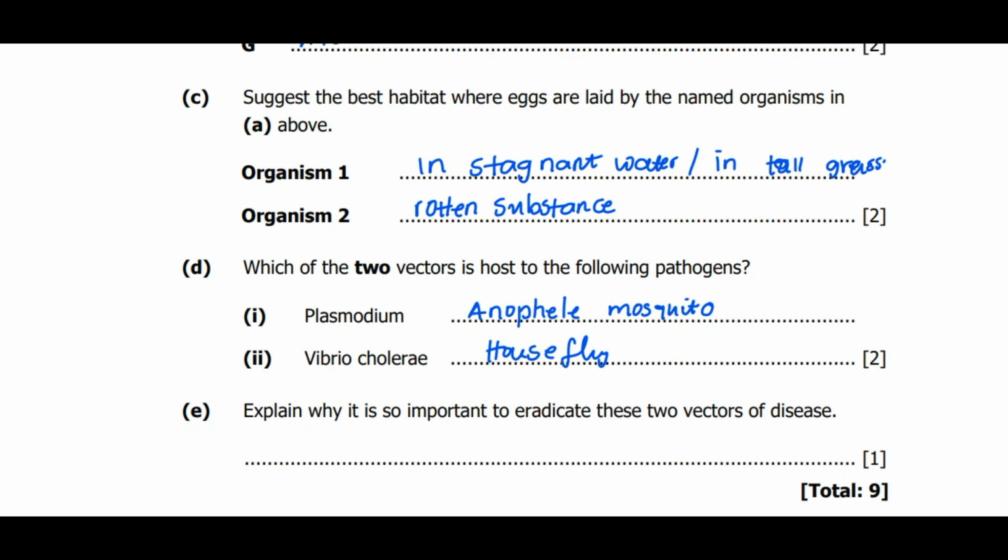Then E, explain why it is important to eradicate these 2 vectors. To eradicate means to remove or to get rid of. So the reason why people must make sure that they eradicate these is to prevent the spread of diseases.